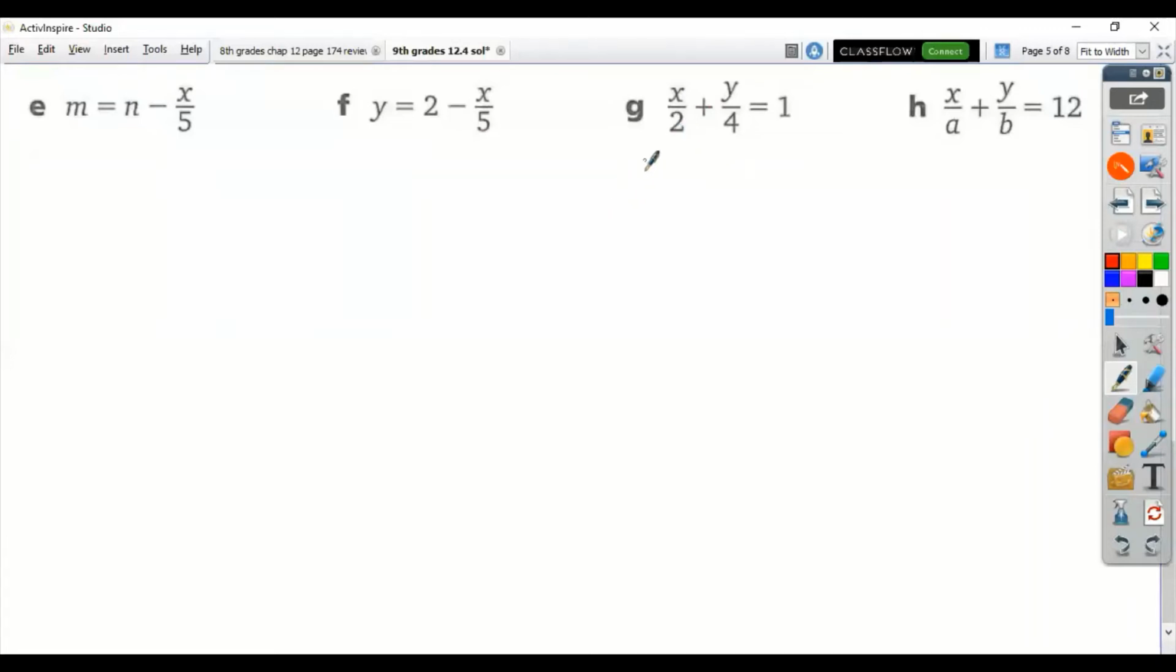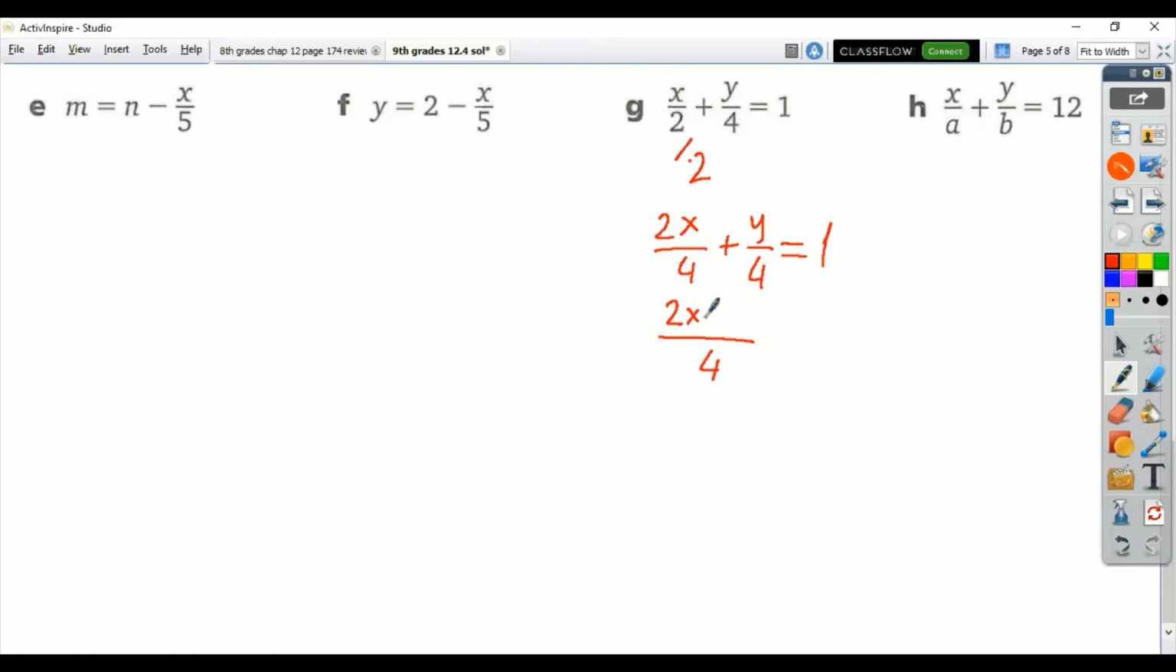Let me try to solve G here. What is a good idea to do? The best idea is maybe equalizing denominators first. So look at the bottom numbers, 2 and 4. They are different. It will be enough to multiply the first fraction by 2 only, because 2 times 2 will give us the same denominator. But we need to multiply also the top number by 2. So 2 times x, 2 times 2. It's going to be 2x over 4 plus y over 4 equals 1. So we have the same denominator 4.